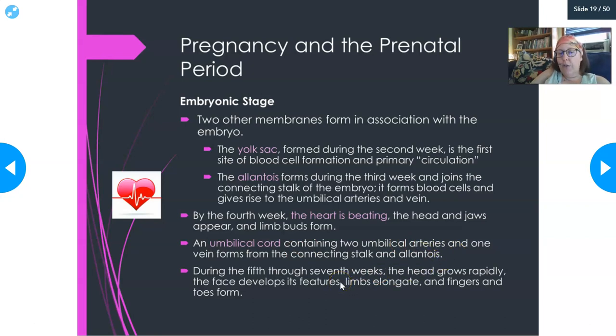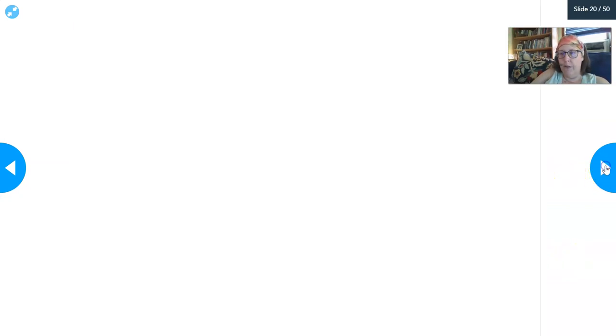During the fifth through the seventh week, the head will grow rapidly, and the face will develop all its little features, the limbs will elongate, and the fingers and little toes form.